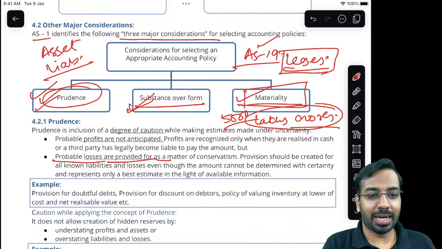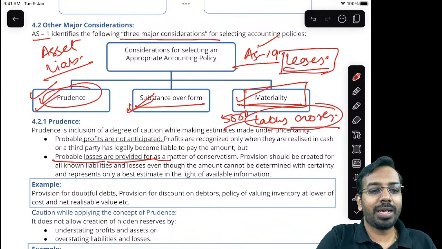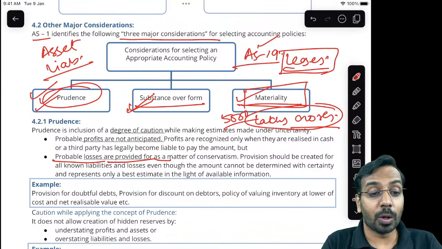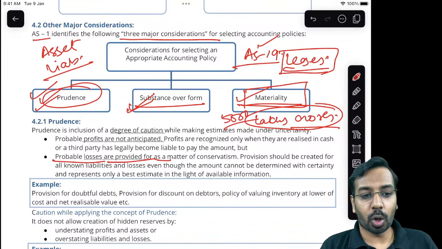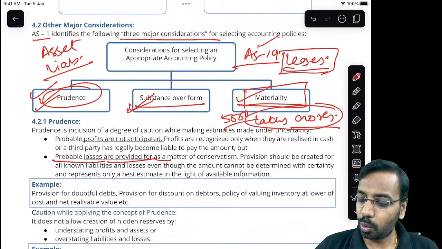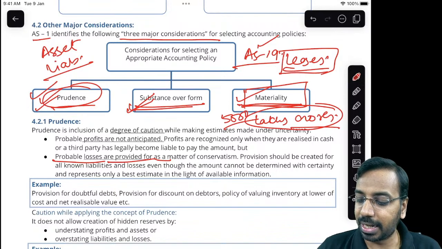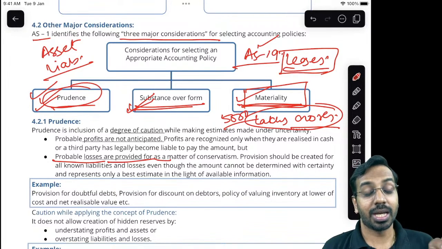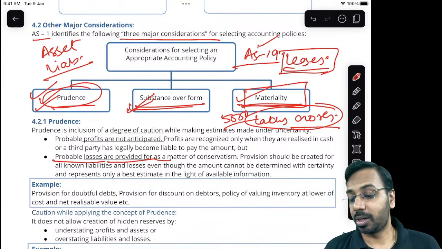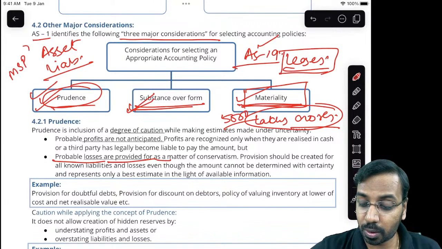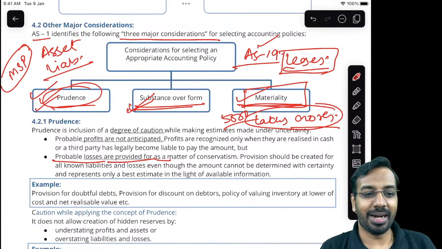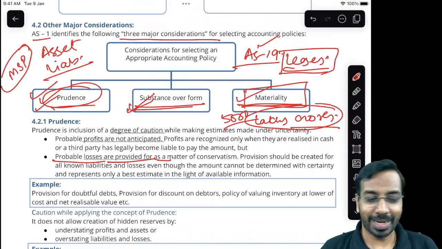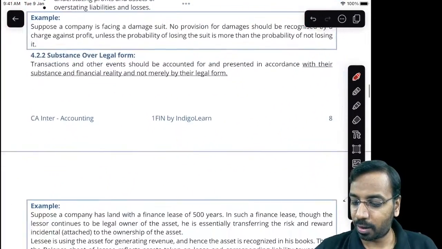So in real life you will realize that you will not work out everything in the minutest detail possible. You will also see how much cost is being incurred, how much effort is involved to compute or calculate that specific item. So prudence, substance over form and materiality. These three are the considerations that you must take when you choose an accounting policy. If you want to remember, you can just use this MSP. That will help you to remember. MSP, minimum support price: materiality, substance over form and prudence. Right. So that is the consideration for choosing accounting policy.